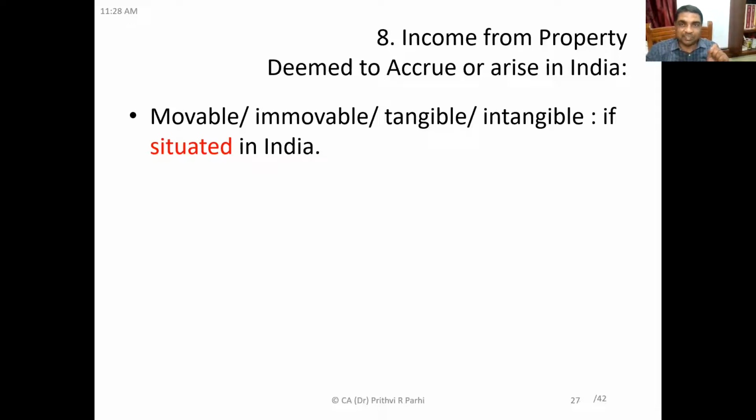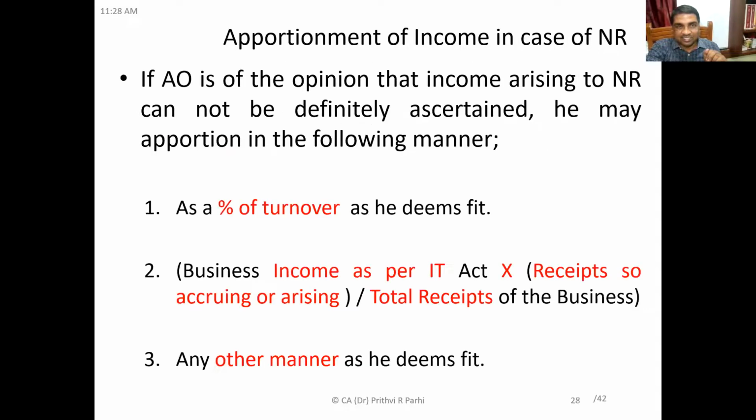Then friends, next item is income from property. In which situation it will be deemed to accrue or arise in India? If it is movable, immovable, tangible, intangible, if it is situated in India, then its income shall be deemed to accrue or arise in India. Is it clear? Yes, sir.